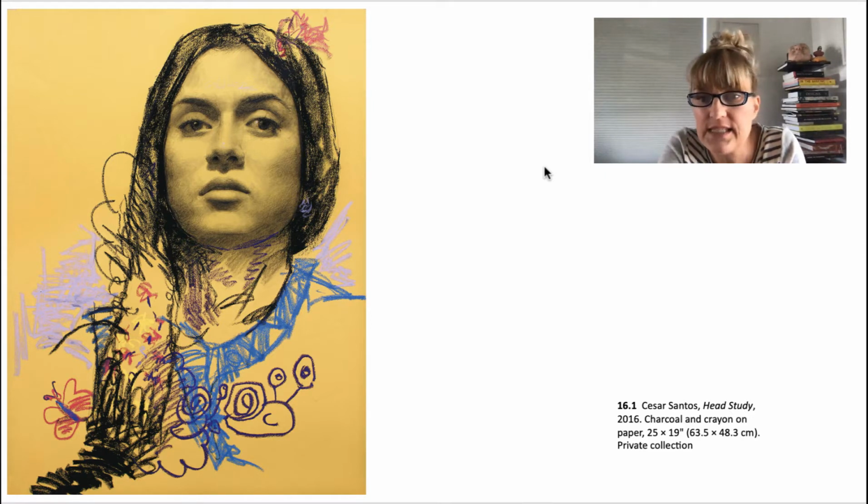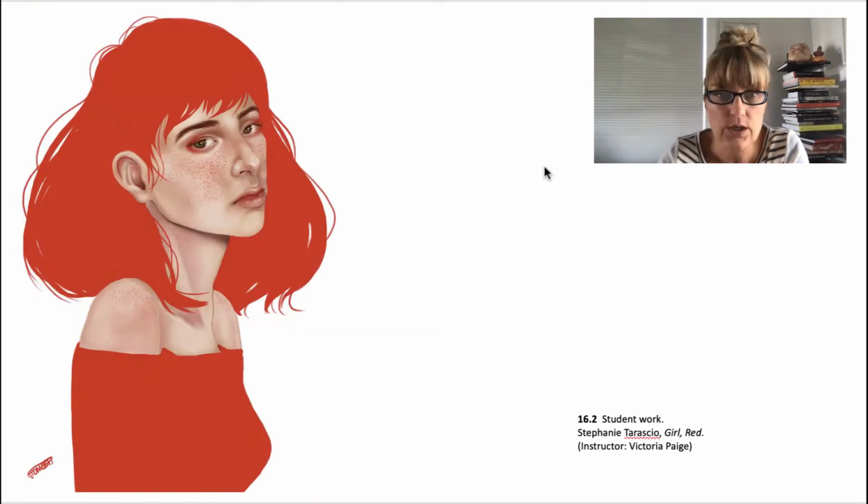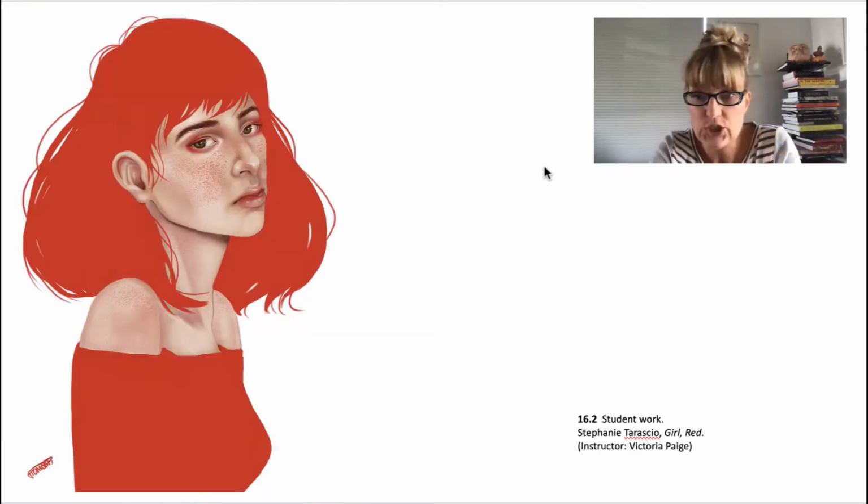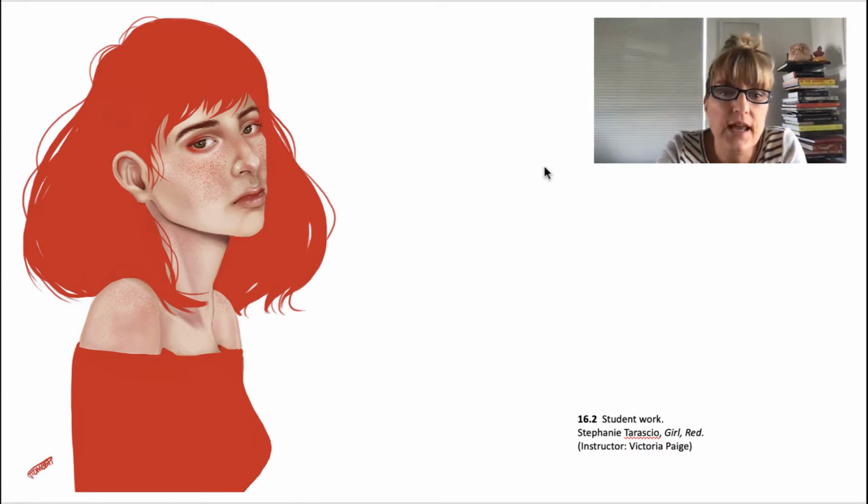So here we see a very hyper-realistic drawing of a face, but overlaid with some real sort of naive and childlike line work throughout the rest of the paper. This is a digital drawing of a woman, also very realistic in the face and a little less so in the hair and the clothing.